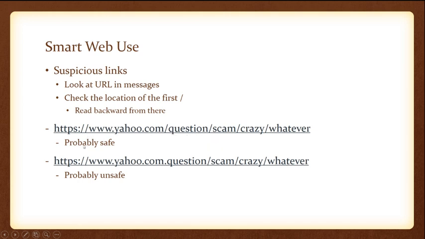So this one's probably safe because it's www.yahoo.com/. What you want to do is find the first backslash and look before it: yahoo.com. Here, if I look at my first backslash and look before it, it says www.yahoo.com.question. This is not the same. .question is an extension of the website, which is not a legitimate website. Yahoo.com is a legitimate website. Yahoo.com.question is not. So always look at the first backslash and read backwards to see if the domain is legitimate.